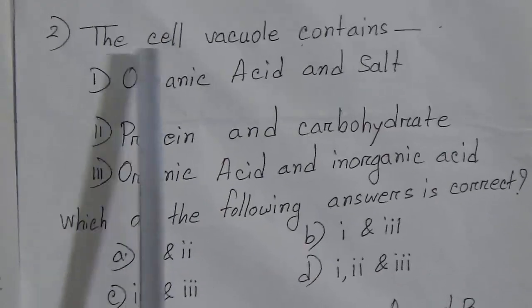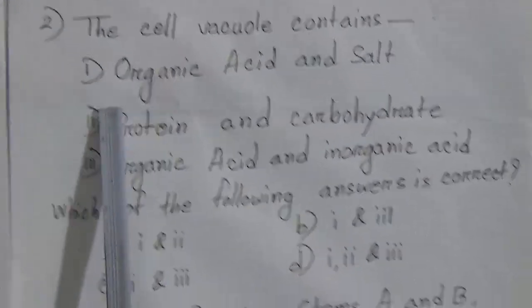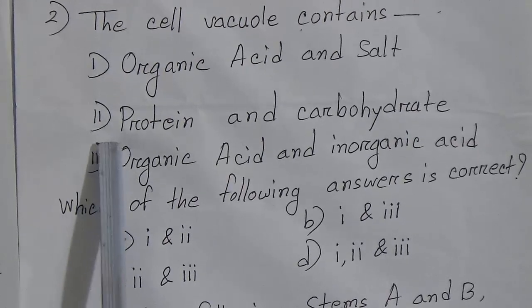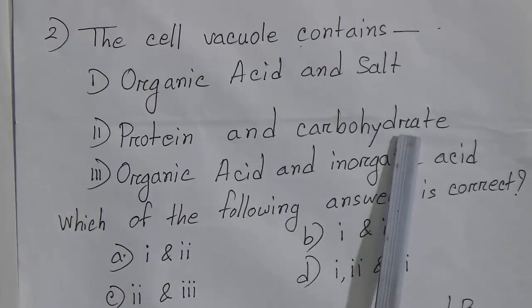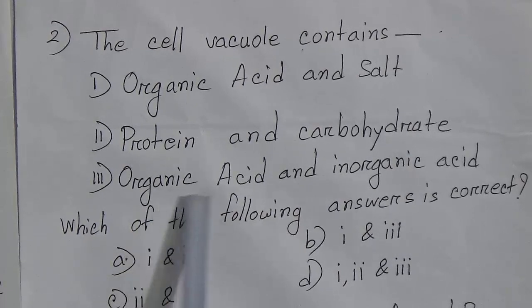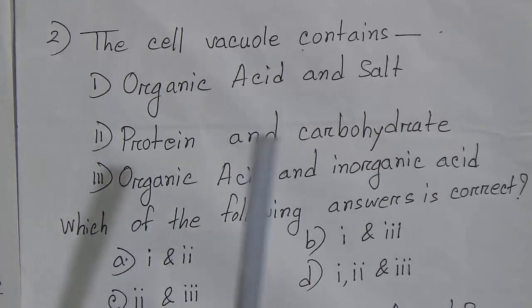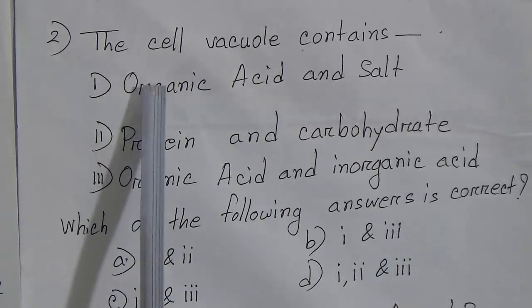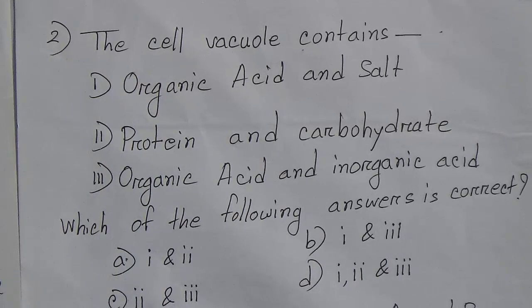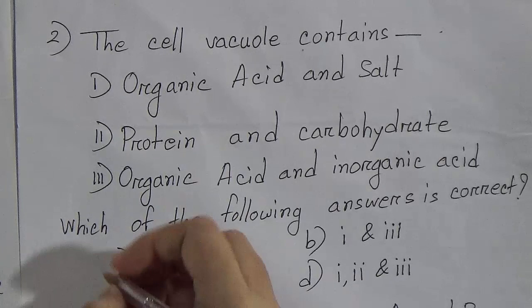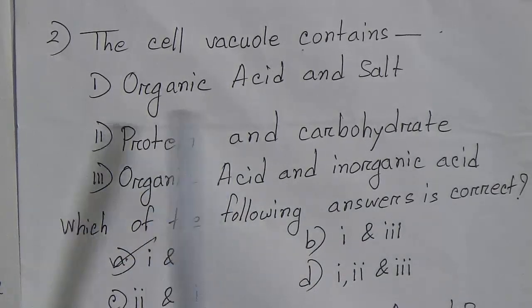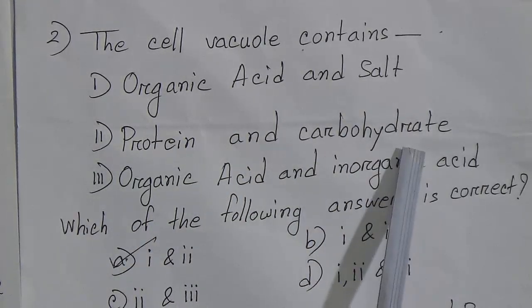2 number question is, the cell vacuole contains, option 1 is organic acid and salt, 2 number option is protein and carbohydrate, and 3 number is organic acid and inorganic acid. Which of the following answers is correct? A number 1 or 2, that means this one and this one, and B is 1 and 3, or C number 2 or 3, and D 1, 2 or 3. Our answer is A number 1 and 3, that means organic acid and salt and protein and carbohydrate.